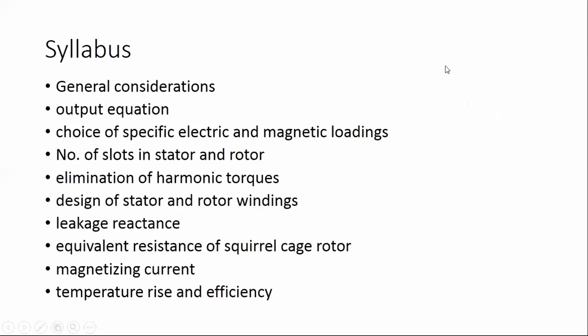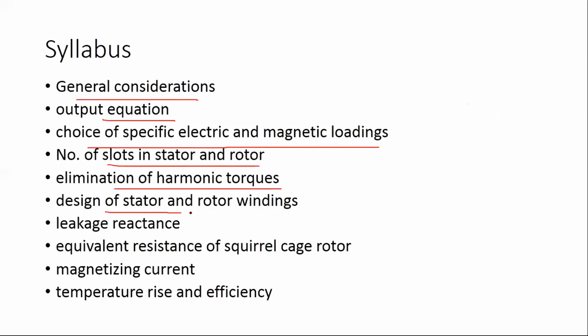The syllabus content of this particular unit is given here: general considerations, output equation, choice of specific electrical and magnetic loadings, number of slots in stator and rotor, elimination of harmonic torques, design of stator and rotor windings, leakage reactance, equivalent resistors, coil cage rotor, magnetizing current, and temperature rise and efficiency.